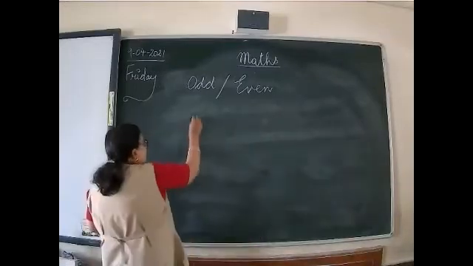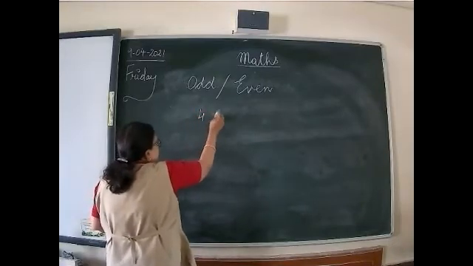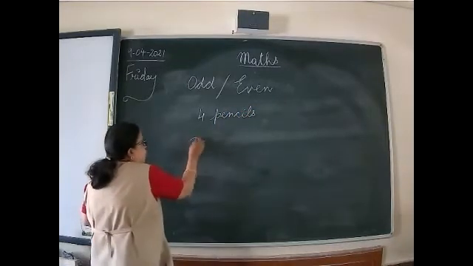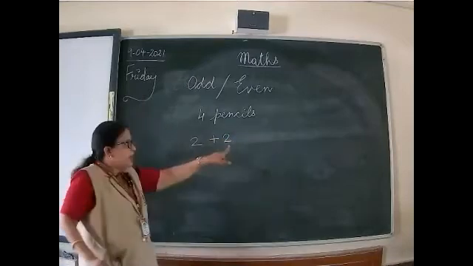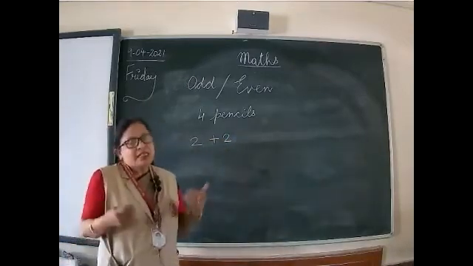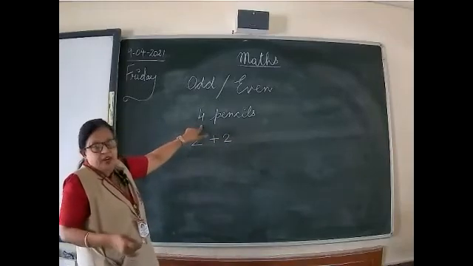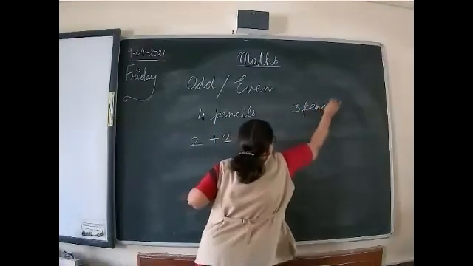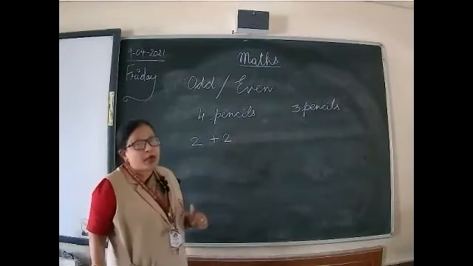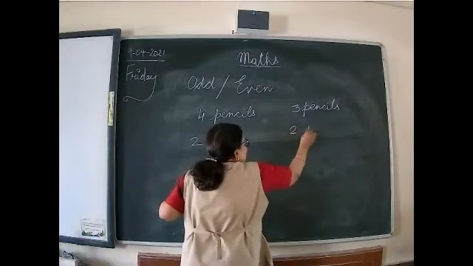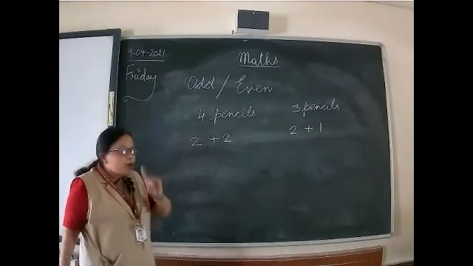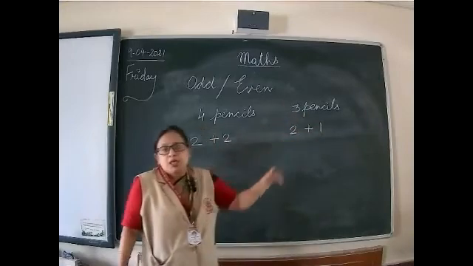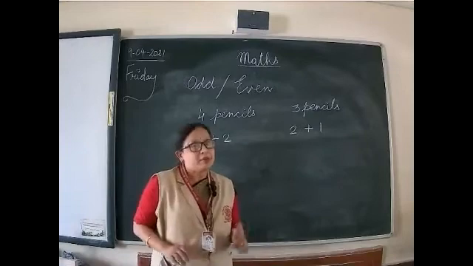Like suppose you have 4 pencils. They can be grouped 2 plus 2, one pair and another pair, and no more pencil is left with you. Then that means this is an even number. And suppose you have 3 pencils. Then how many groups of 2 can you make? You can make only 1 pair and 1 will be left behind. That means this is odd. There should be complete pairs. Then only that number is called even.